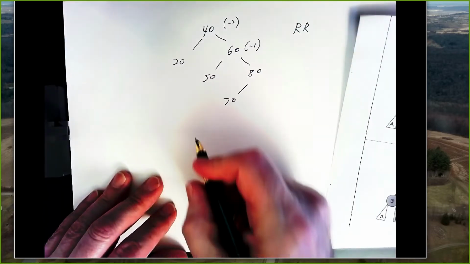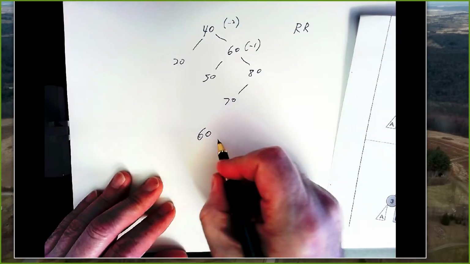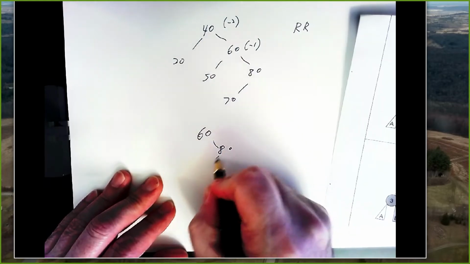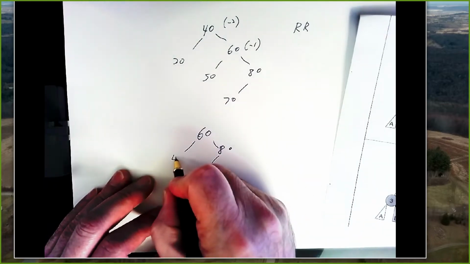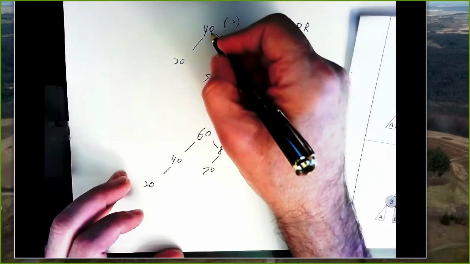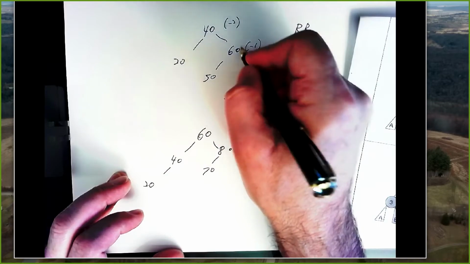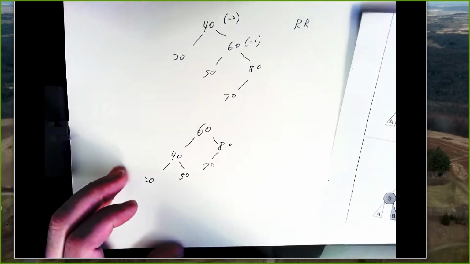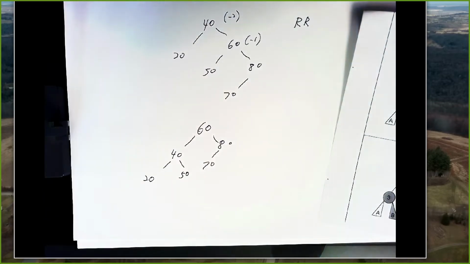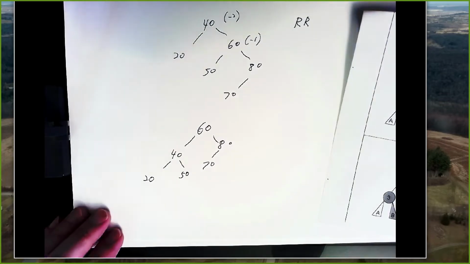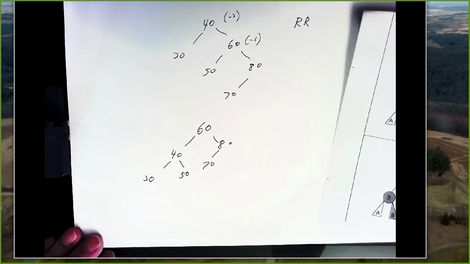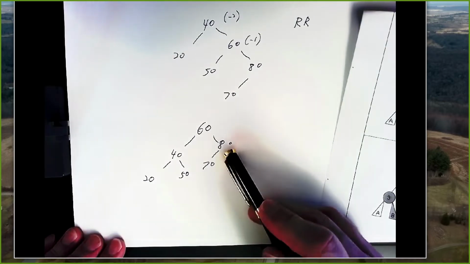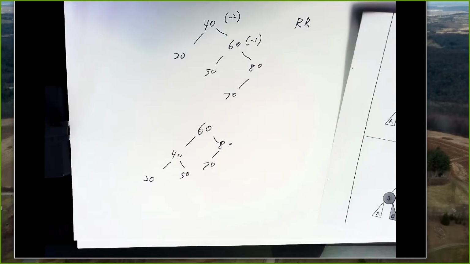So the right-right rotation will end up doing the following. 60 goes up to the root, the 80 and the 70 stay the same. This original root comes down to be the left child, and now 40 has nothing on the right. It will adopt 60's left child. And our tree will look like this. It's still a binary search tree, 20, 40, 50, 60, 70, 80. And it's really nicely balanced. In fact, if we add one more piece of data here, it's going to be a perfectly balanced, completely full tree.